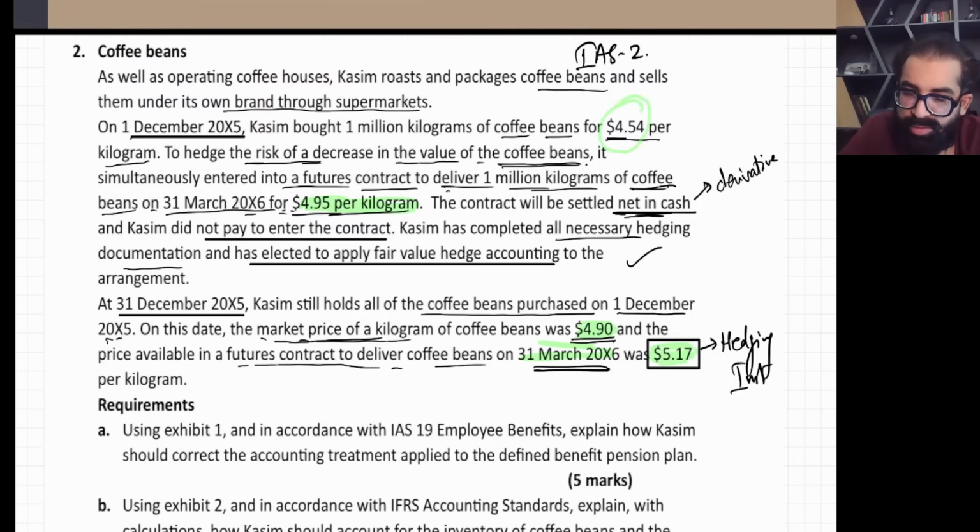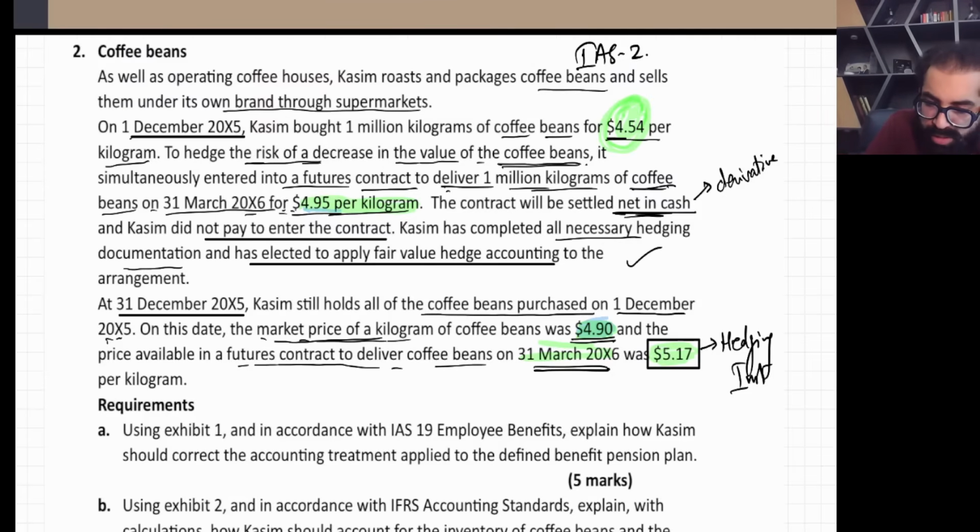So initially, in the real world, we bought inventory for 4.54. And at the year end, the value of inventory is 4.9. So yes, in the hedged item, we have a gain. But in the hedging instrument, we have a loss.